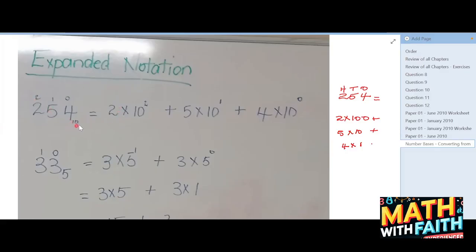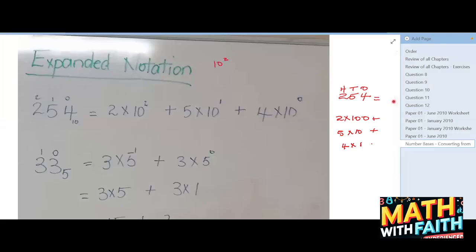Now, since this number, 254, is in base 10, we will be multiplying by 10 to the power of whatever column it is in, right? So, for example, this number here is 2 multiplied by 10 to the power 2. This number here will be 5 multiplied by 10 to the power 1. This number will be 4 multiplied by the base of 10 to the power 0. Okay, so now let's look at this: 10 squared, 10 to the power 2.